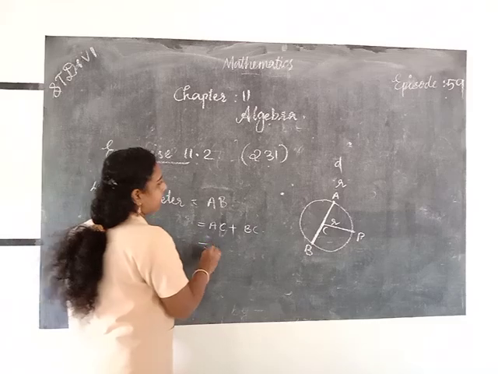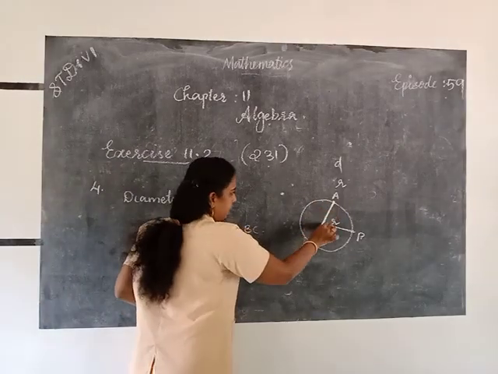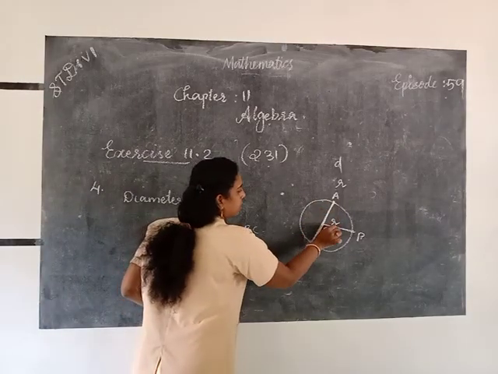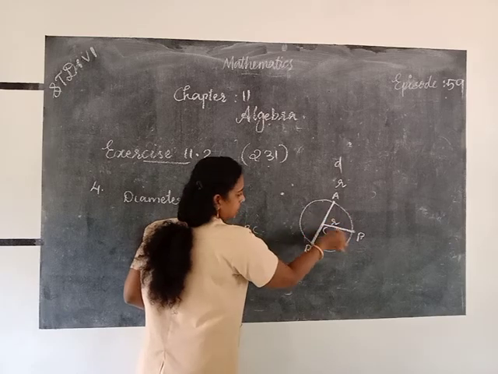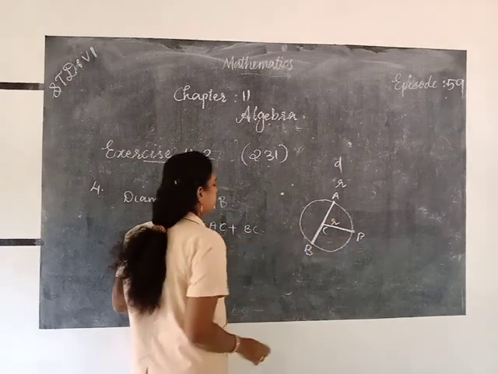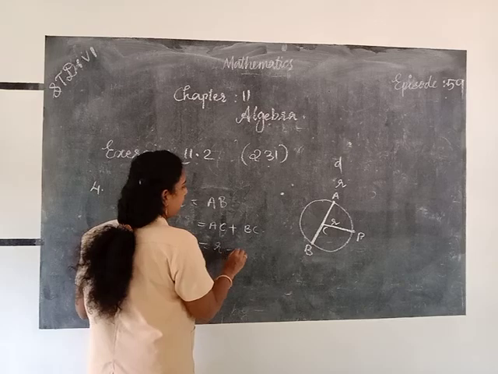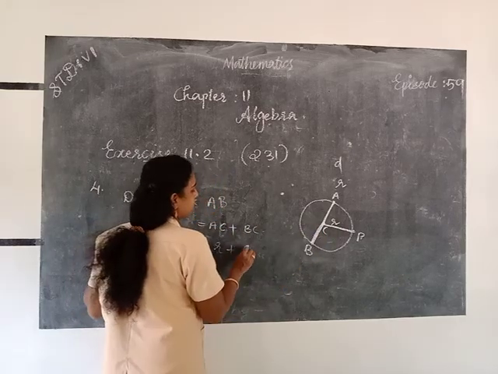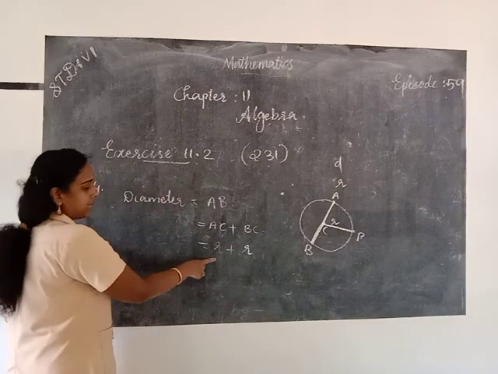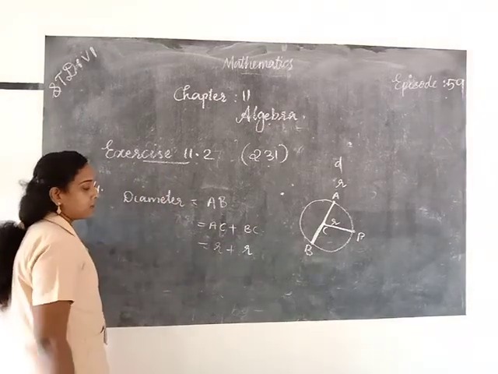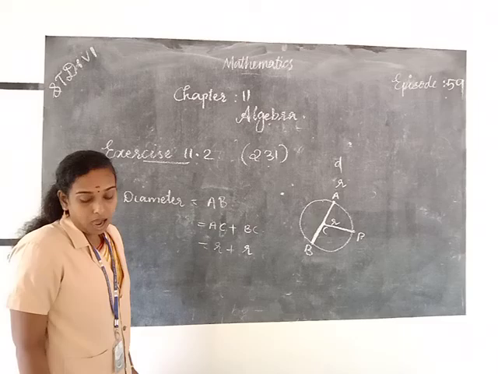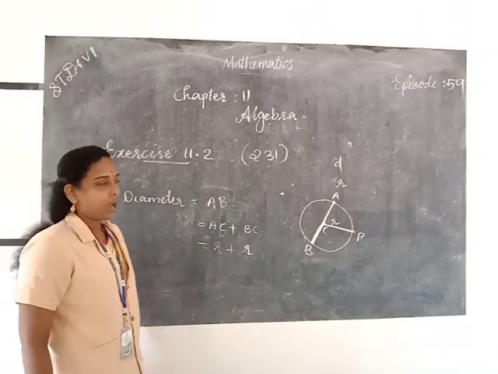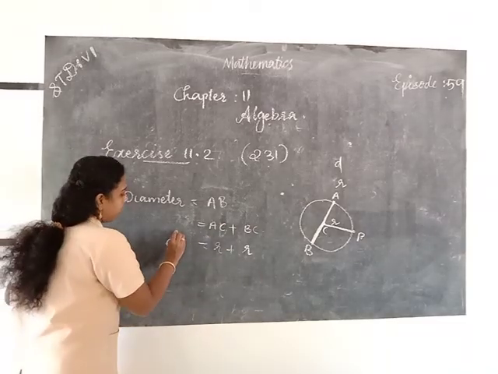Then we know that AC is the radius, so AC is equal to R, and BC is also the radius of the circle, so it is also equal to R. So AC is R plus BC is also R. So we get R plus R. This is the diameter of the circle.